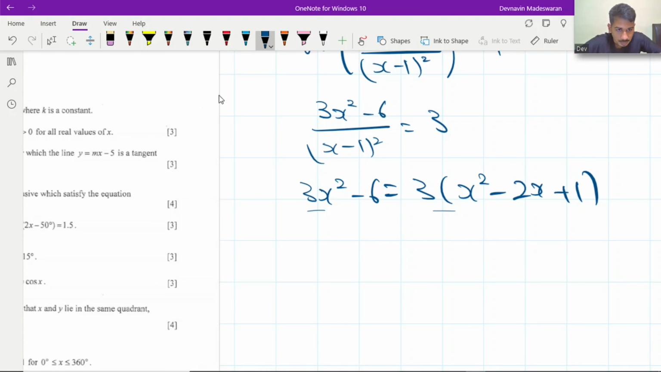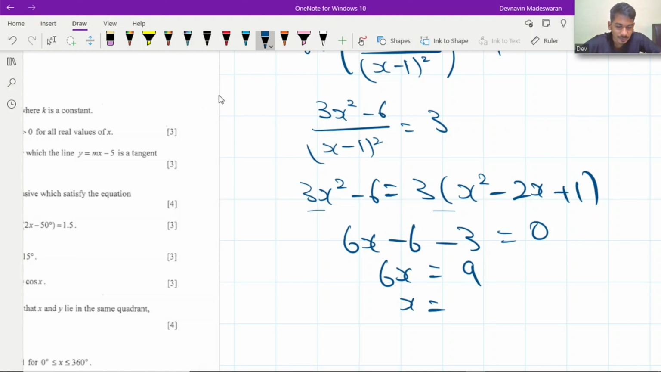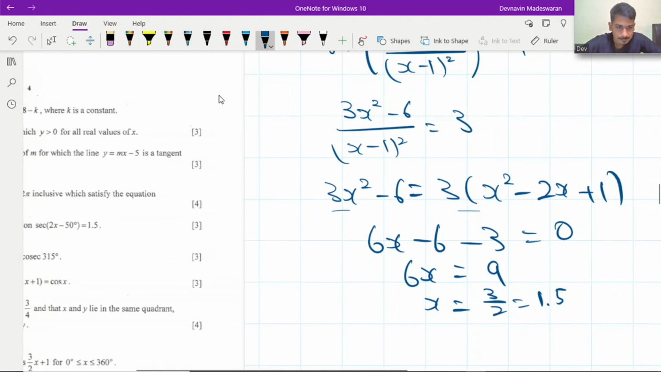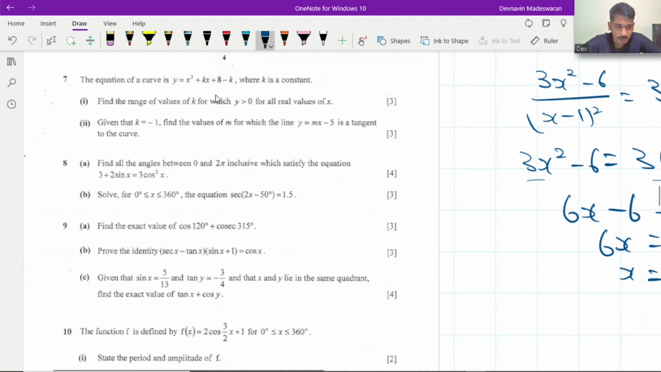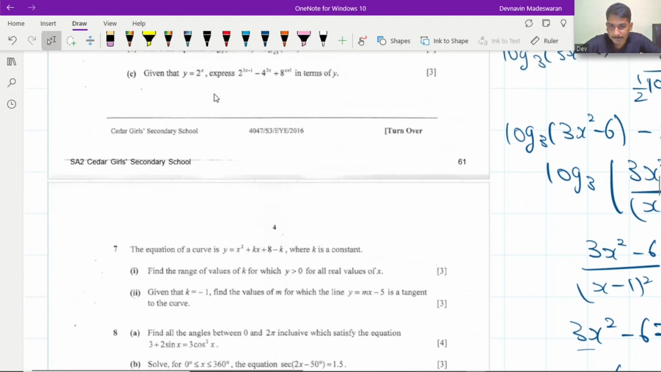And I'll move the x's there. Okay, so it's going to be 6x minus 6 minus 3 equal to 0. So 6x is going to be 9. x is going to be 3 over 2, 1.5. Yeah, so x is going to be 1.5.